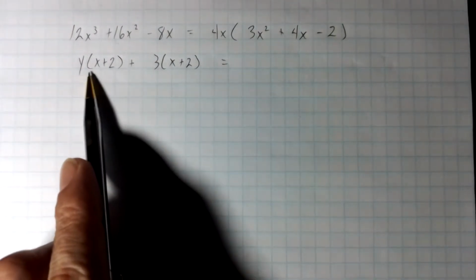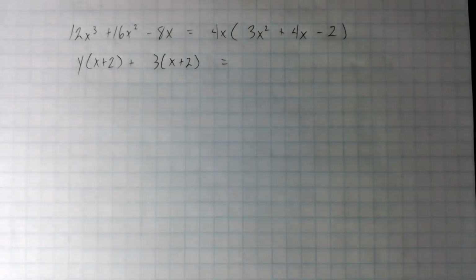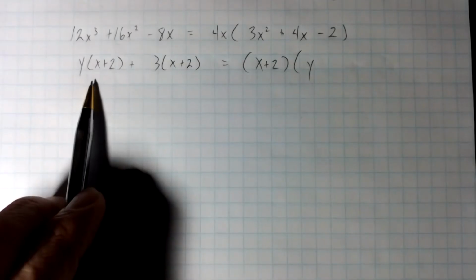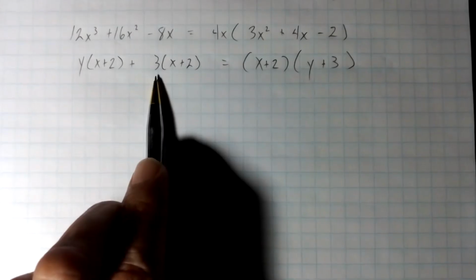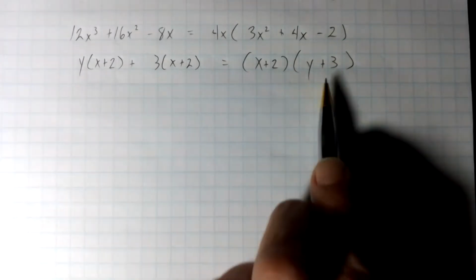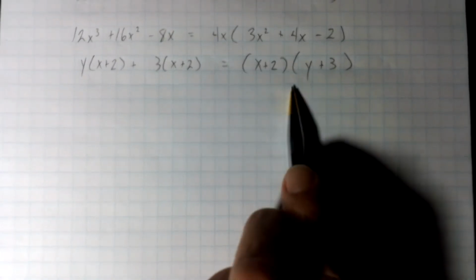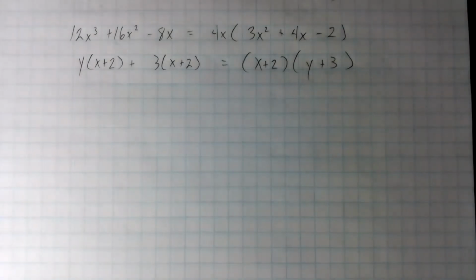They both are being multiplied by an x plus 2, so I can factor out the x plus 2. And that's going to end up leaving me multiplying all that by this y and this 3, and notice the plus sign is where I get my plus sign here. So this is this factored.